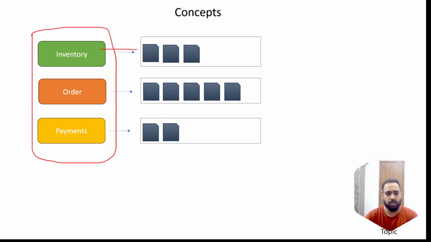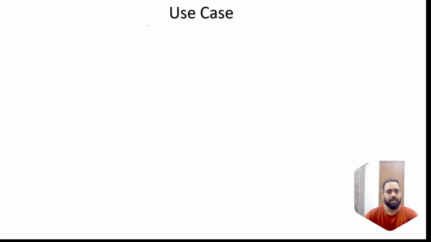The inventory microservice will always generate events into the inventory topic. The order microservice will generate into the order topic, and the payment microservice will generate events into the payment topic. Okay. So consider this situation where there can be multiple microservices generating events in their particular topics. So let's understand the use cases which can be beneficial if we implement Kafka.